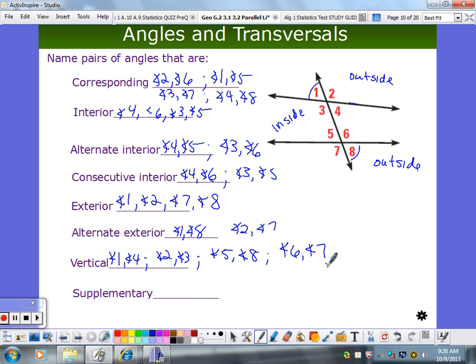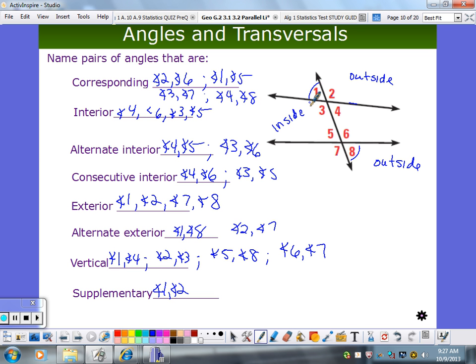Yep. Angle 7, angle 6. So we know our vertical angles is where you have the lines that intersect, the opposite angles there. Supplementaries. Do I see any supplementary angles? Yeah, which ones do you see? 1 and 2. How come they're supplementary? They're a linear pair postulate, right?